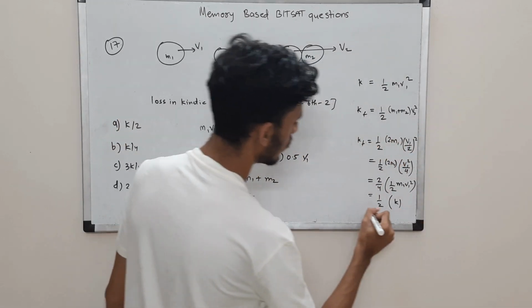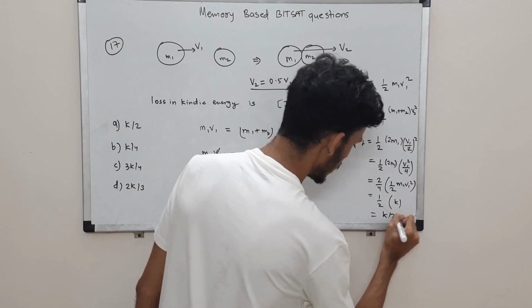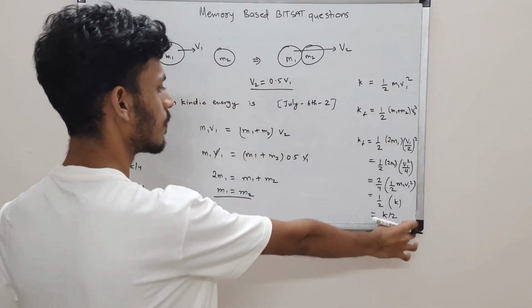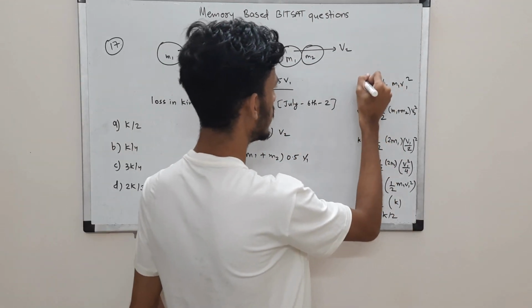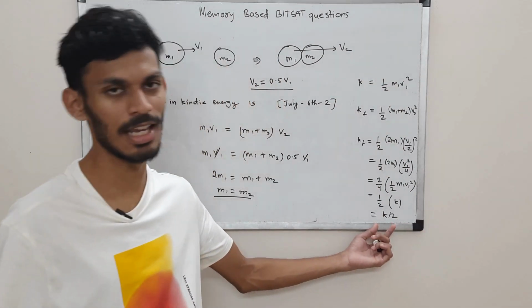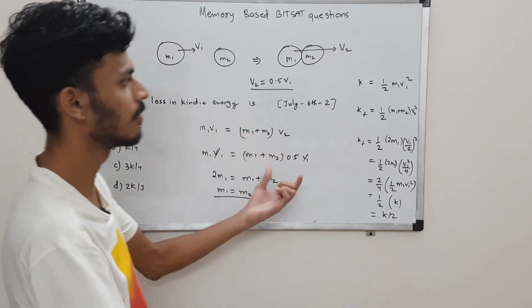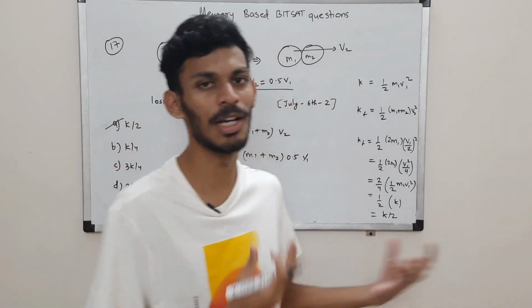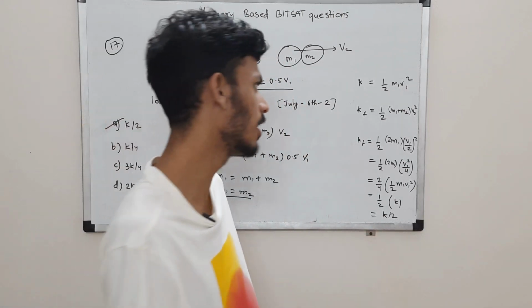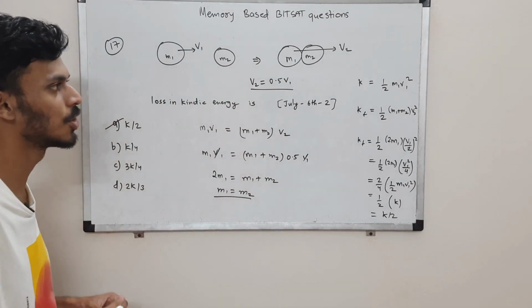What will be the loss? If you see, the final kinetic energy is k by 2. So what is the loss? Initial kinetic energy is k and final kinetic energy is k by 2. So we'll have to take the difference, k minus k by 2, 1 minus half, half. So yes, k by 2 is the correct choice over here.